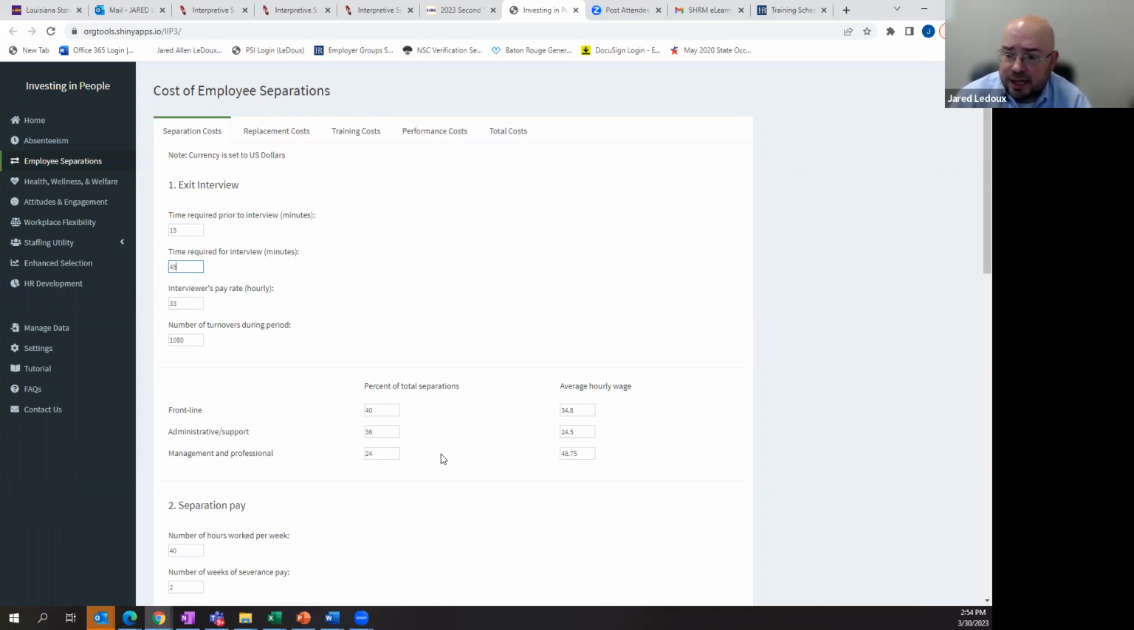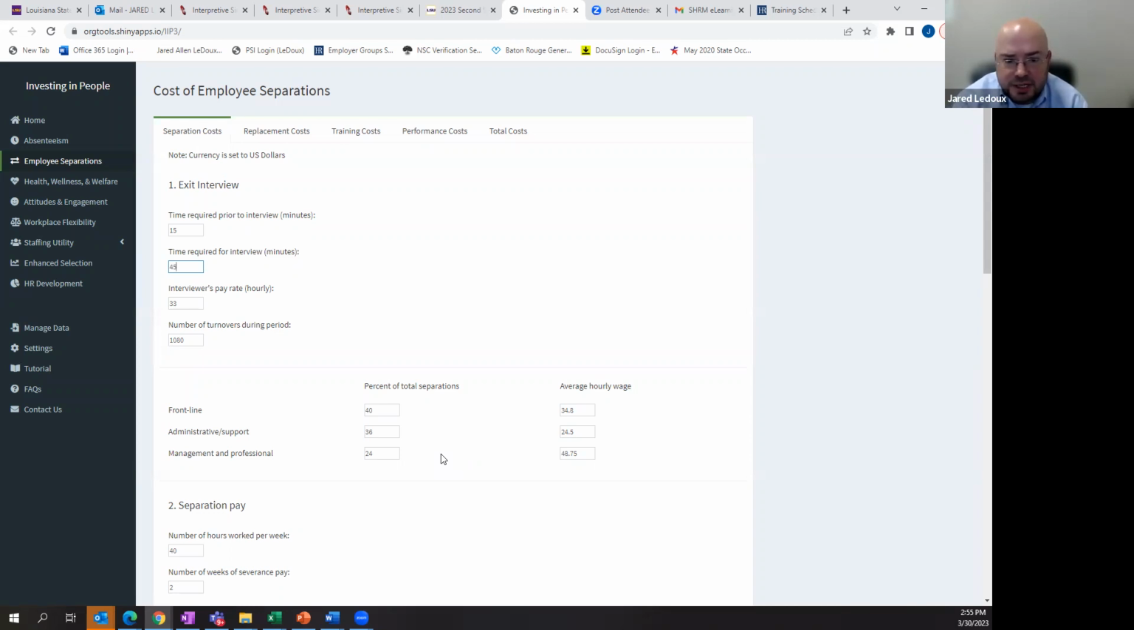calculator here, and that's a fundamental calculation that you're going to use over and over again as you estimate separation, replacement, training costs, etc. Right? So it's similar to the absenteeism exercise, and I'll just give a quick example of why it's important to do this. 30% of these employees at $28 an hour, and 20% of these employees at $28 an hour, et cetera.